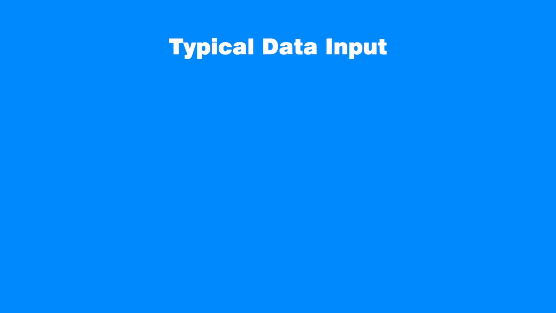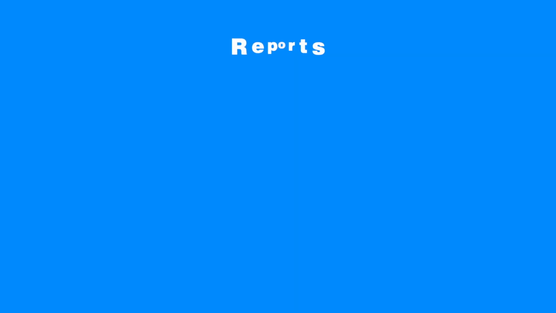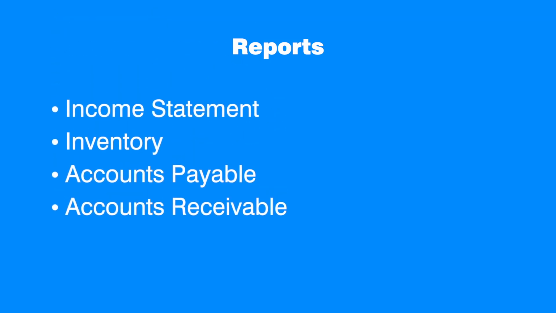Typical types of data captured by general-purpose accounting software are receipts or revenues, expenses, both cash and accrual, and records of business assets and liabilities. Collected information enables the production of a variety of financial reports, such as the income and expense statement, inventory report, and reports for accounts receivable and payable accounts.